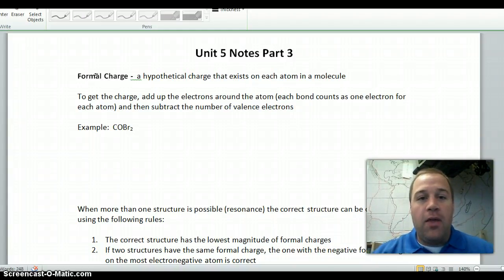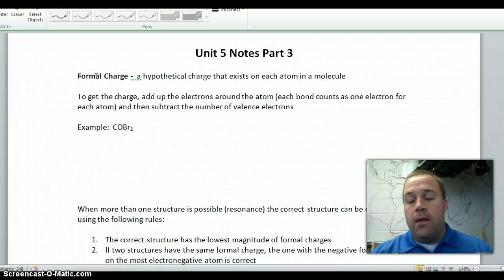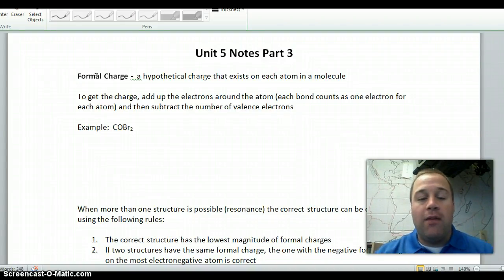Formal charge is a hypothetical charge, so it's just something that's made up in order to find the most stable organization of the atoms, or in other words, what's going to be the actual shape of the atoms around the central atom. So to get this, you're going to add up all the electrons around the atom, with bonds counting as one electron for each atom involved in the bond, and subtract the number of valence electrons. So the best way to do this is do an example.